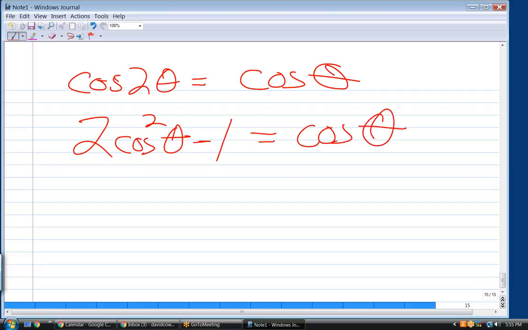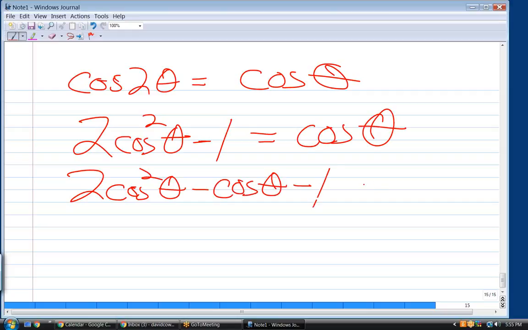Now what? Wouldn't I want to get the cosine on the same side? Okay, so what's the next line? Minus cosine, so it would be 2 cosine squared theta minus 1 minus cosine theta. Let's write it in proper quadratic format, because our next step is to factor this thing. Correct.